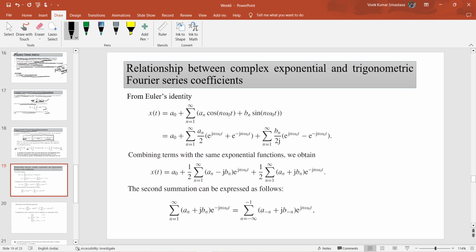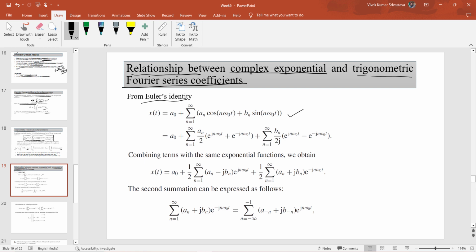Okay, so let us now move ahead and see the relationship between the complex exponential and trigonometric Fourier series coefficient. Okay, so as we know, the trigonometric Fourier series can be represented as x of t is equal to a naught plus summation n is equal to 1 to infinity a n cos of n omega naught t plus b n sin of n omega naught t. Okay, so now we will use Euler's identity.